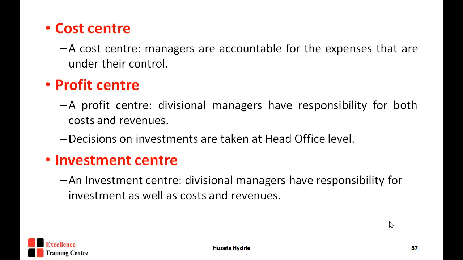Then we have a profit center. In a profit center, divisional managers have the responsibility for both cost and revenue, because ultimately the manager is responsible for how many things? Three things: cost, revenue, which turns into profit. So cost, revenue, profit. Whereas the second line says decisions on investment are taken at the head office level, which goes to the investment center. In an investment center, the divisional manager has the responsibility for investments as well as cost and revenue.